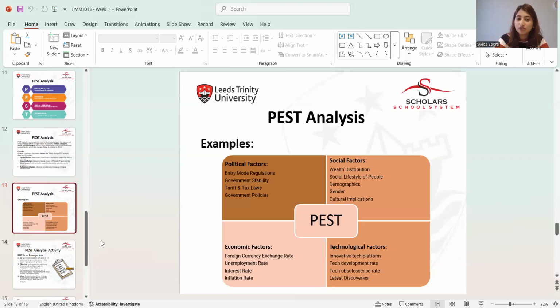Then economic factors, foreign currency exchange rates. When you do business, obviously, if it is international or national, exchange rate is affected because when you do the delivery, maybe overseas or international, the exchange rate matters to you. If it is high, it affects your business. If it is low, it affects your business, and you need to adjust the price accordingly. Unemployment rate, interest rate, inflation rate are all examples of economical factors that could affect your decision making in your business. Then we have social factors.